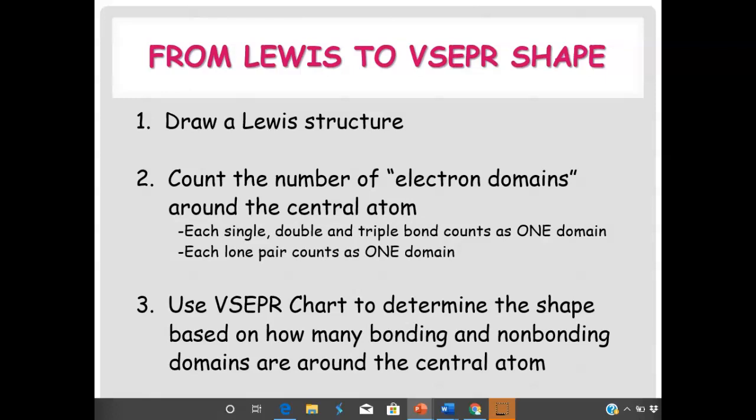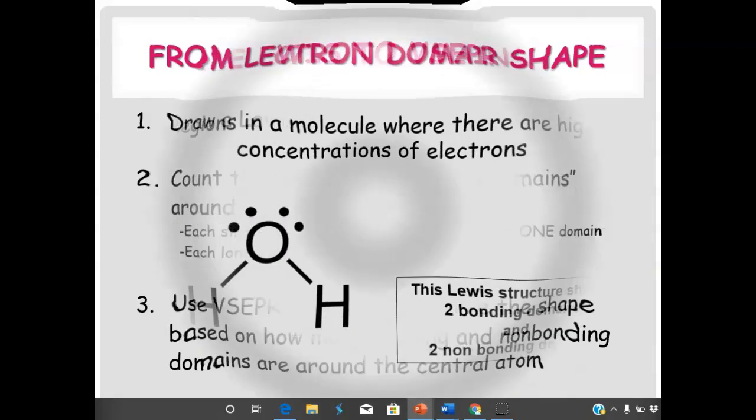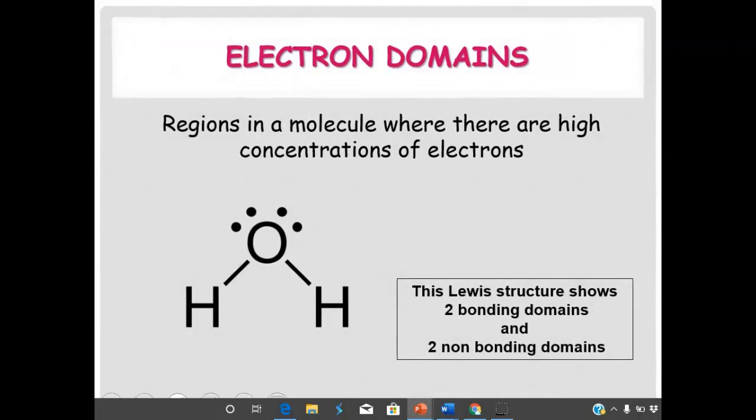Okay. All right, I have a pointer option here, so that's what I'm going to use. I don't have a pen actually today. So, regions in a molecule where there is a high concentration of electrons. The Lewis dot structure for water shows two bonding domains. It's these lines right here, 1 and 2. The two non-bonding domains are these two pairs of electrons that are not bonded to anything.